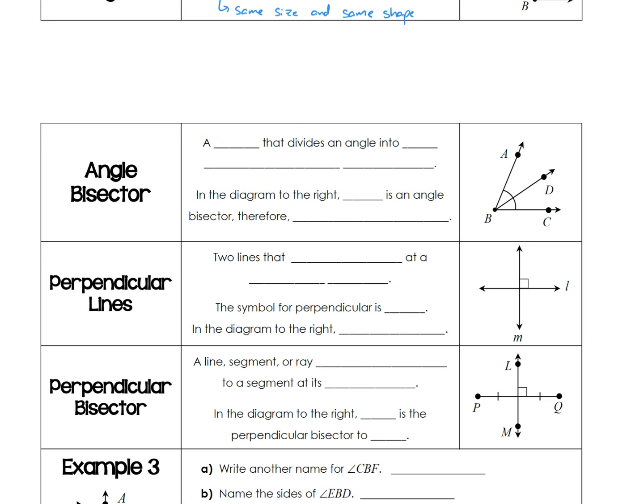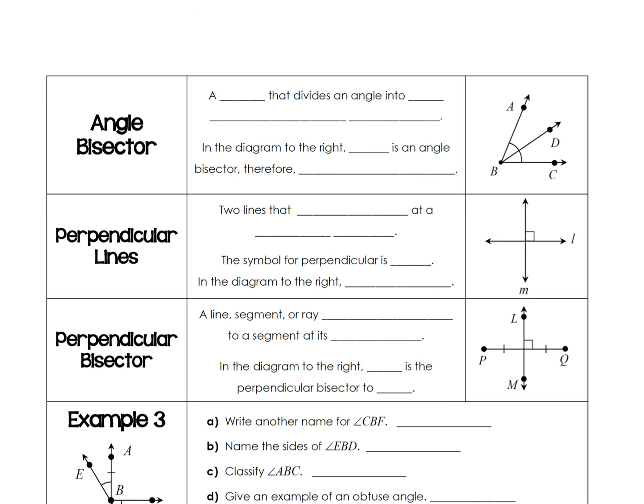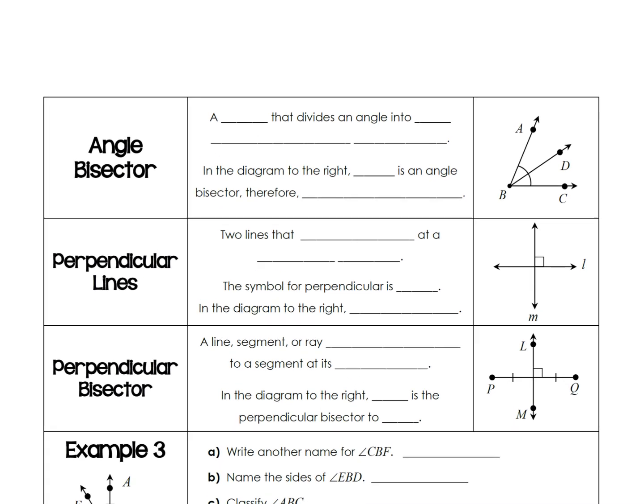Okay, here we go. More words. Now, angle bisector, perpendicular lines, and perpendicular bisectors are three really big topics. We will be using these all year long. We introduce them here, and then we build off of it as we go forward. So please make sure you remember these words. Let's start with angle bisector.